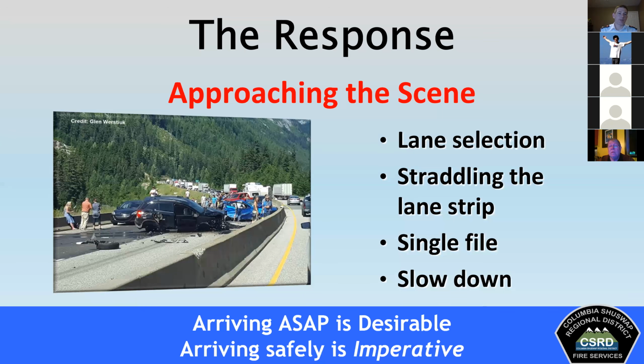Apparatus traveling, you should travel single file, right? We shouldn't be traveling side by side down the highway. And once we are approaching the scene, we want to make sure we're slowing down ahead of time. There's going to be people out of their vehicles, other hazards around, and debris. So we want to make sure we're slowing down. Arriving as soon as possible is desirable, but arriving safely is imperative. We can't do any good if we become involved in our own accident. Again, we don't use fire trucks to transport victims to emergency scenes.